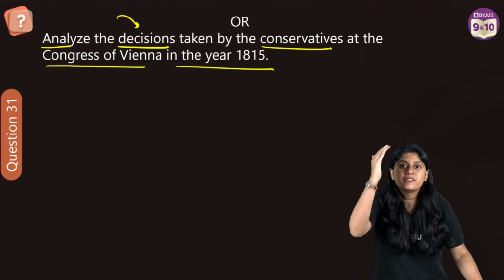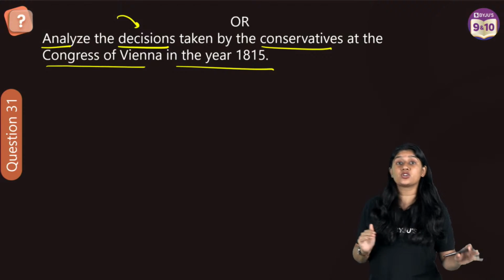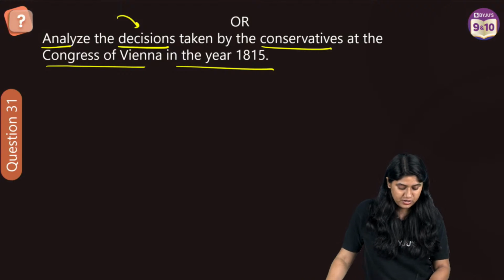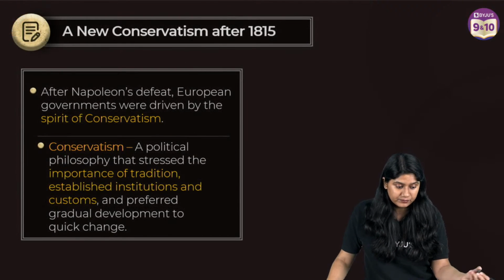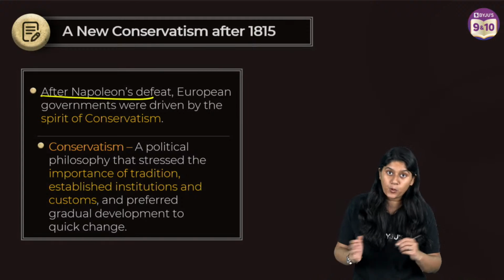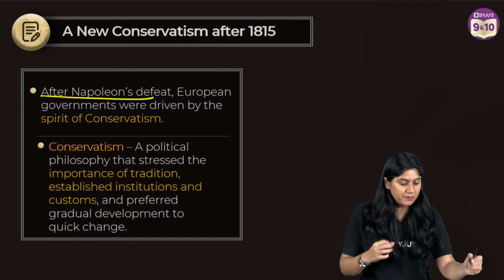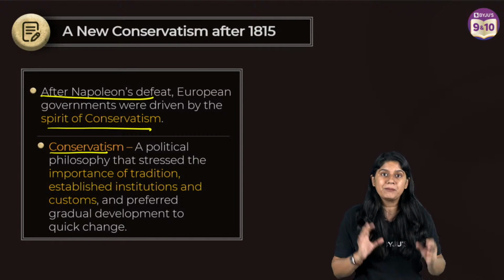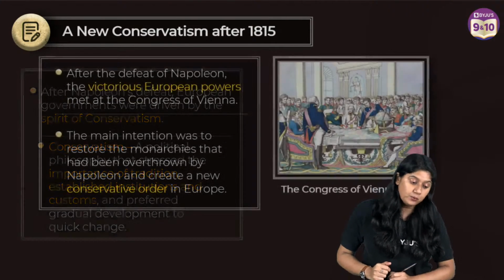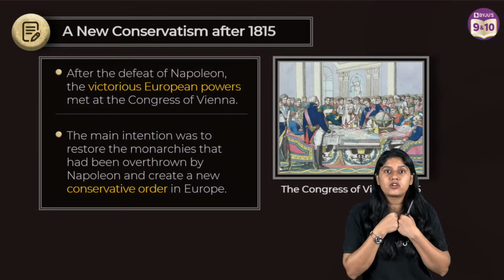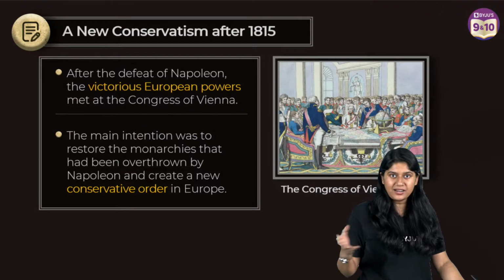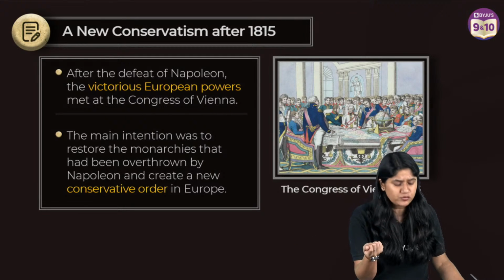Very easy, right? We know that there are a few steps that they took, so we'll write those steps only. Very straightforward question. So here, everyone, what are the things they did? After the defeat of Napoleon, the old European people, the conservatives, came back, and they were the people who wanted to maintain the old tradition. They felt that the power should remain with the kings, and the common people should not have much power.